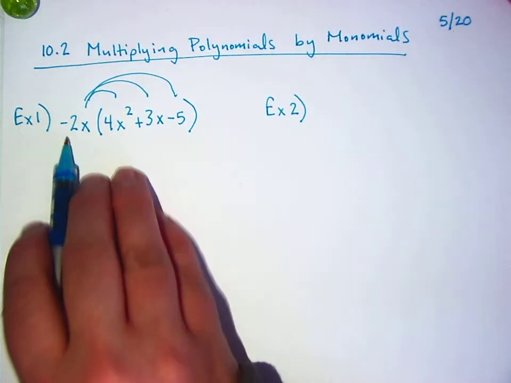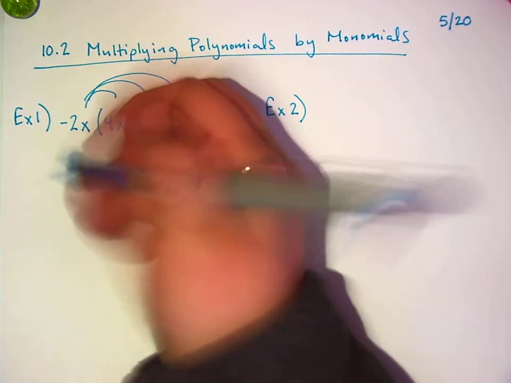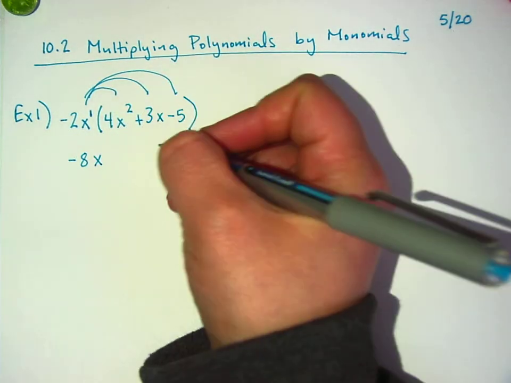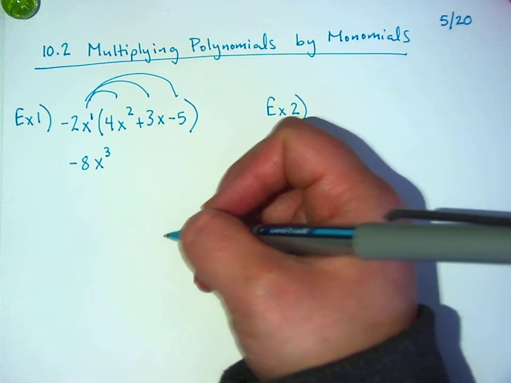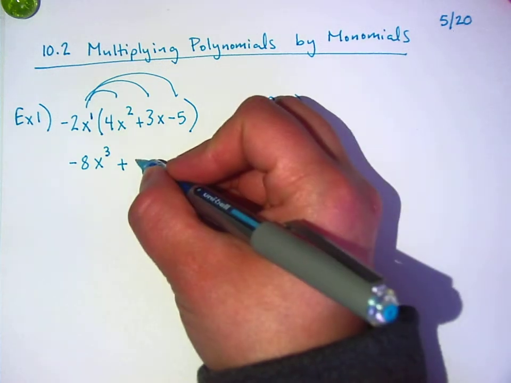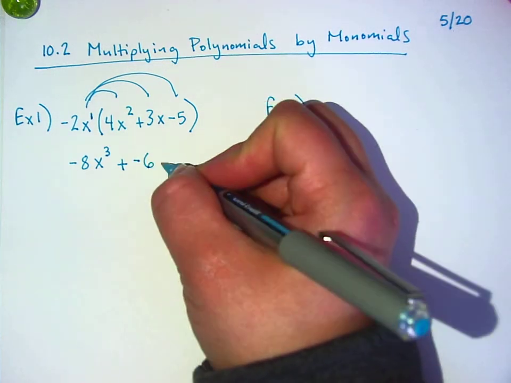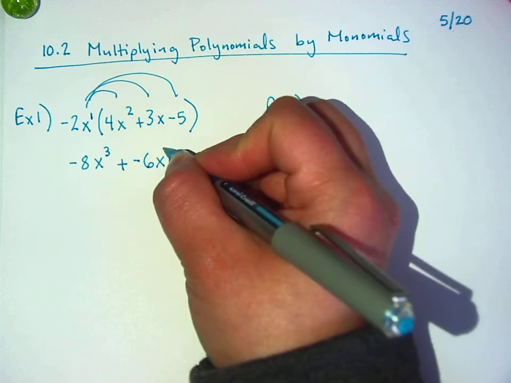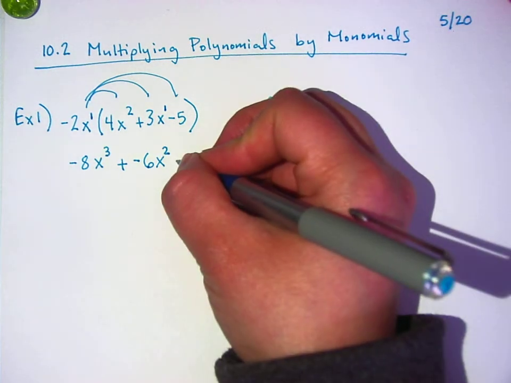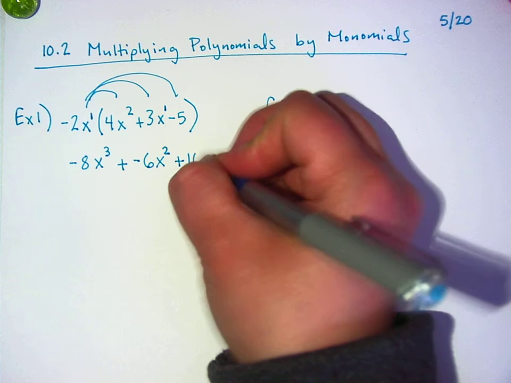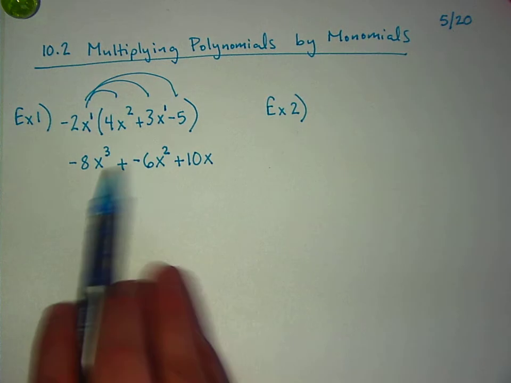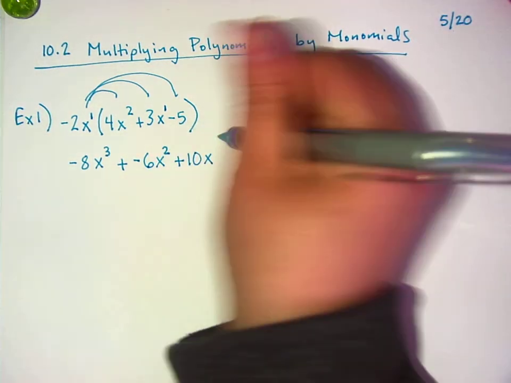All right. So we're going to multiply the coefficients here. Negative 2 times 4 is negative 8. This is x to the 1st. X to the 1st times x squared is x to the 3rd. You add them together. Plus negative 6x squared, because these are both ones, and you got to add them together, remember? Then what? Plus 10x. Now, can I combine these? Can I put together my x cubed, my x squared, and my regular x? No, this is the answer.